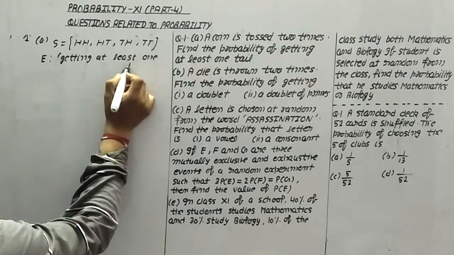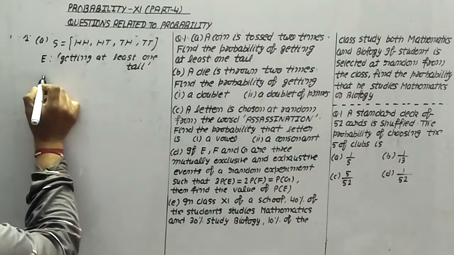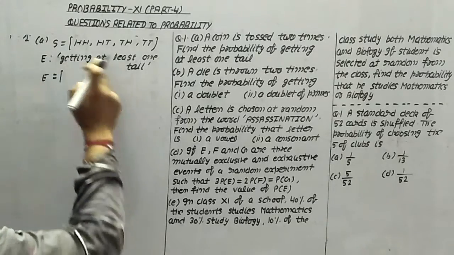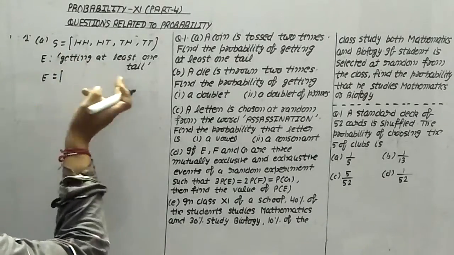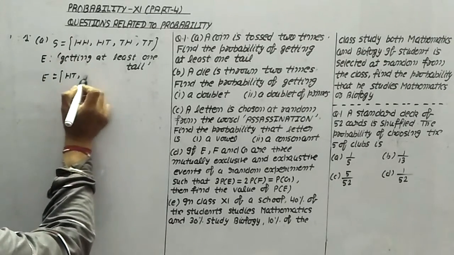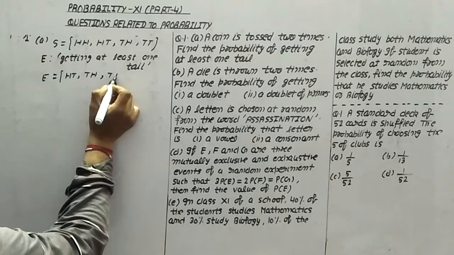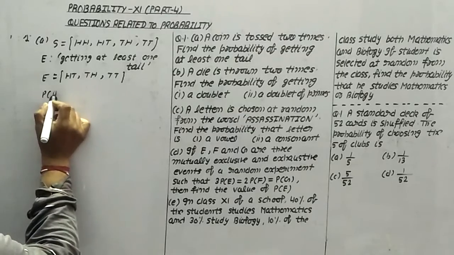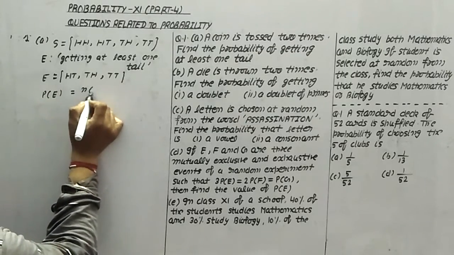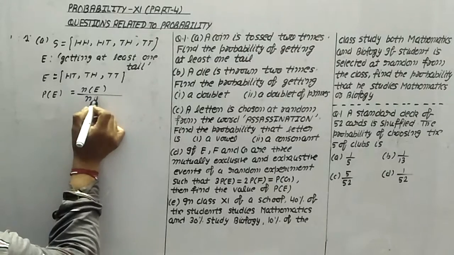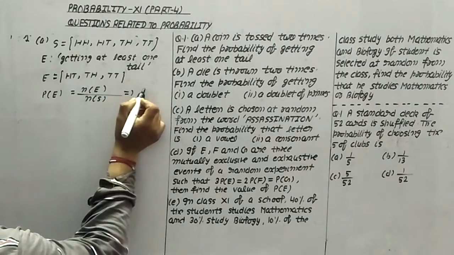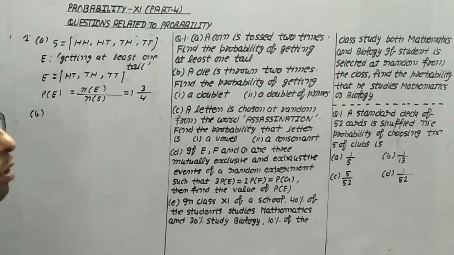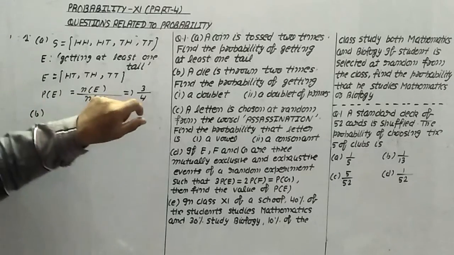Now, at least one tail means there will be a single tail or more than one tail. So what will be the sample space for this event? One is HT, TH and TT. At least one tail means single tail or more than one tail. Therefore, we can say the probability of the event is equal to the number of elements in E upon the number of elements in S. So what is the number of elements in E? 3. And what is this? 4. So the probability is 3 upon 4. In this way, we can do this type of question.